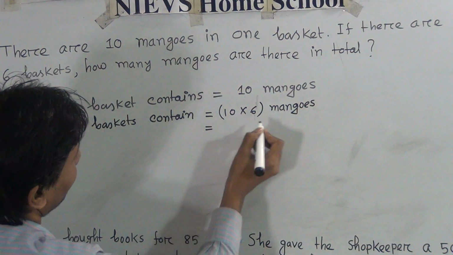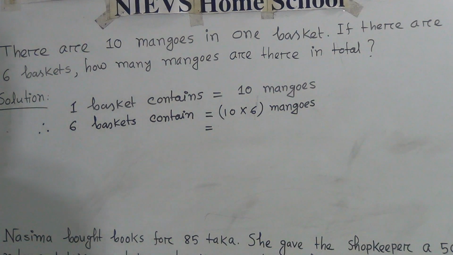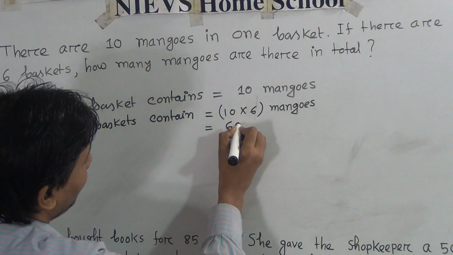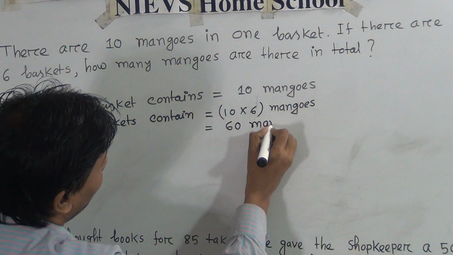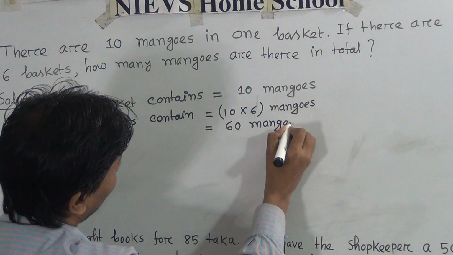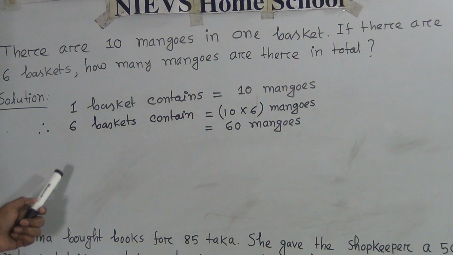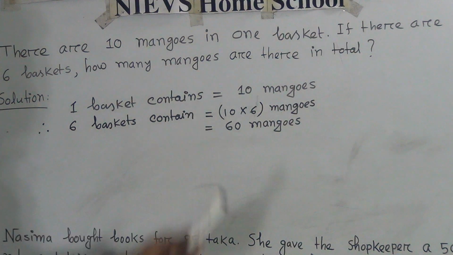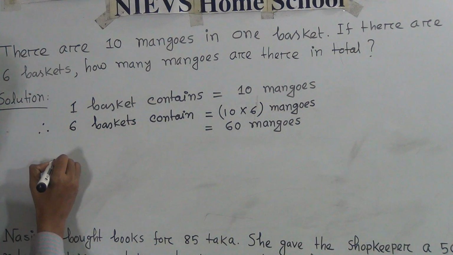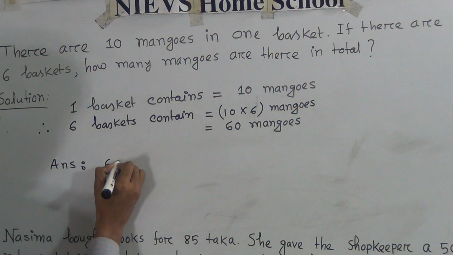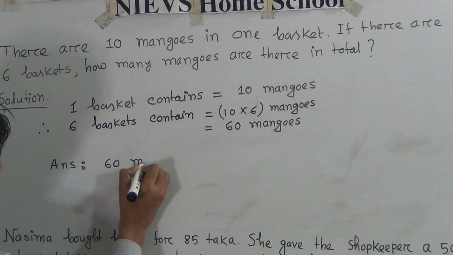This is equal to what? We know 10 sixes are 60. So in 6 baskets there are 60 mangoes contained in total. Okay, so write the answer. Answer: 60 mangoes.